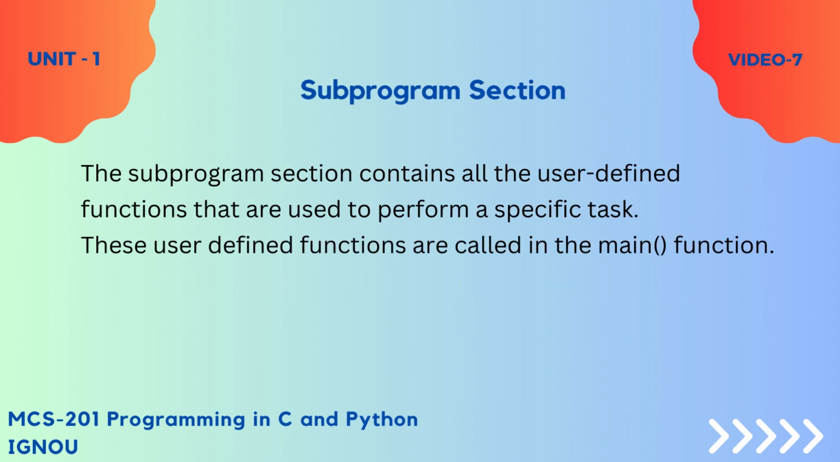The next is the subprogram section. The subprogram section contains all the user-defined functions that are used to perform a specific task. These user-defined functions are called in the main function. This is the description of the structure of the C program.